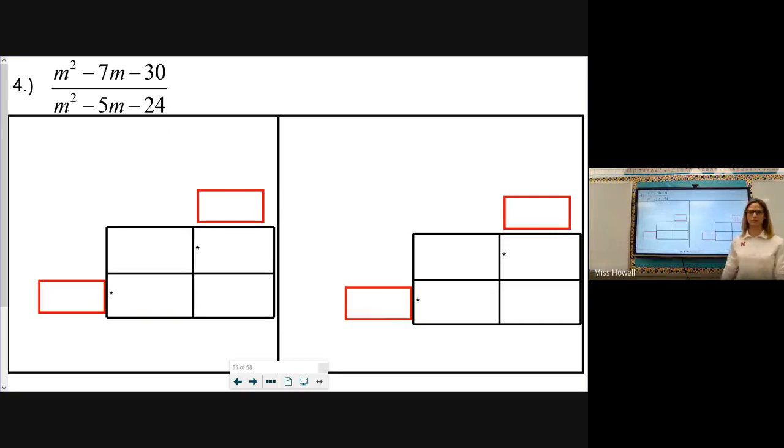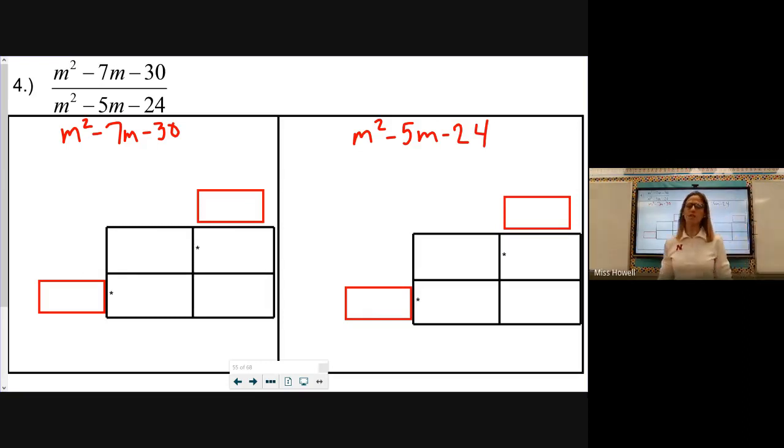So yesterday we did the first three together. So picking up from there in our notes with number 4. I want to simplify m squared minus 7m minus 30 over m squared minus 5m minus 24. All right, so break it apart. M squared minus 7m minus 30. We got to go through our factoring process for that. And m squared minus 5m minus 24.